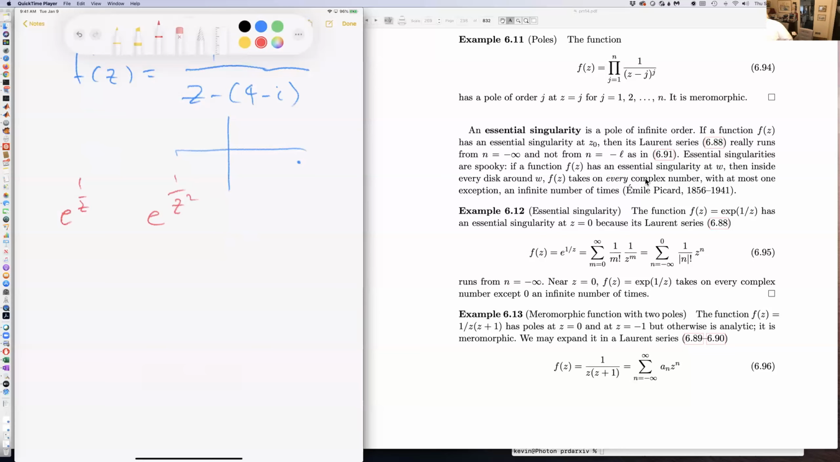And the idea is that if you have any circle, no matter how small, around the origin, then either of these functions take every value except possibly one. And in fact, I think in this case, the one value they don't take is 0.